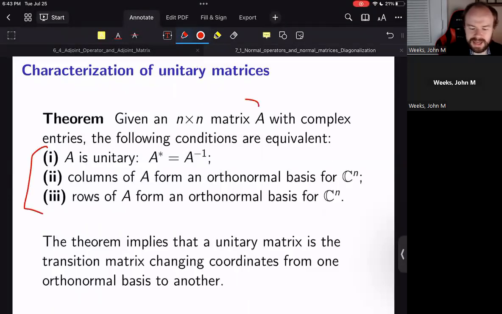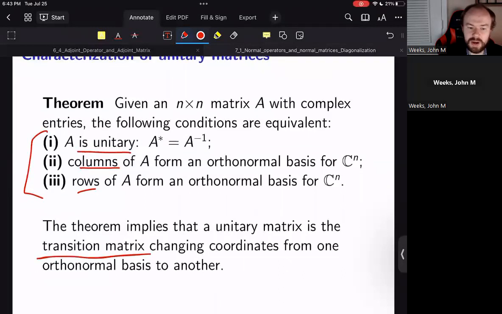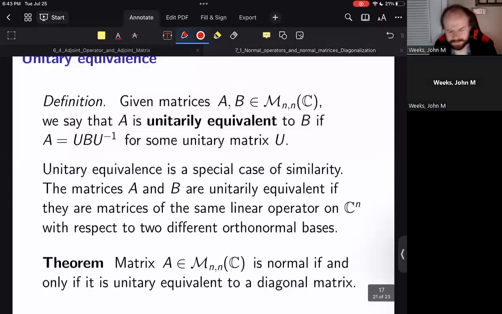If we take a look at an n by n matrix A with complex entries, then the following are equivalent. If it's unitary, then A star is equal to A inverse, and the columns form an orthonormal basis, as do its rows. So unitary matrices are our transition matrices, and vice versa. Transition matrices are our unitary matrices.